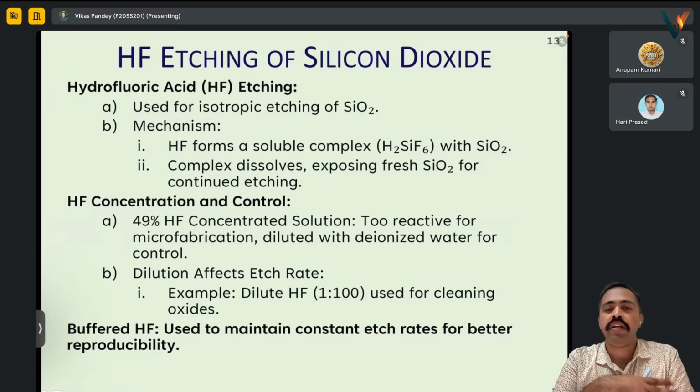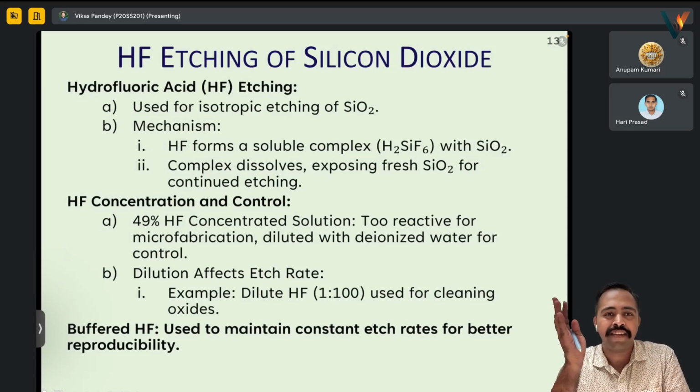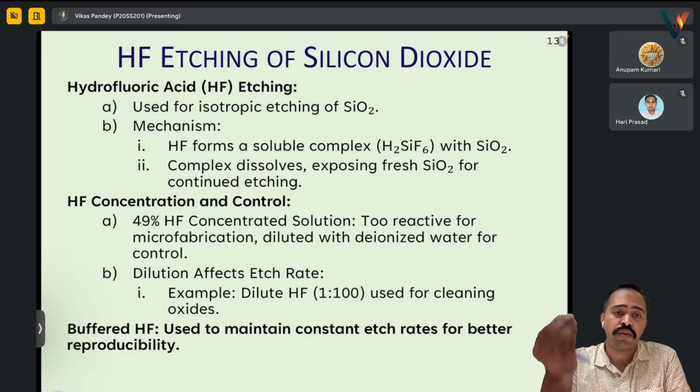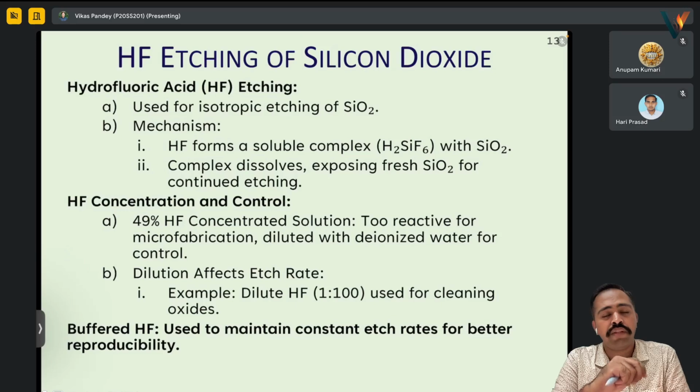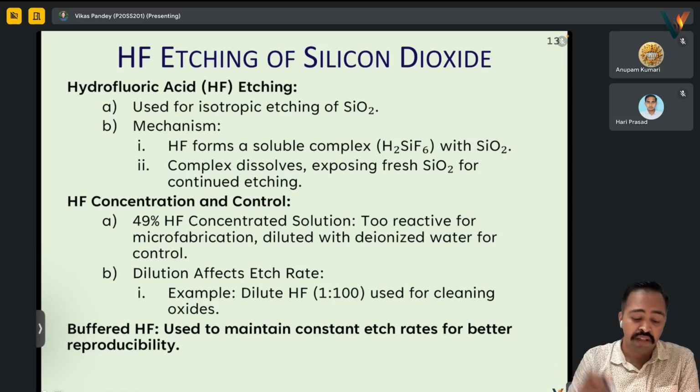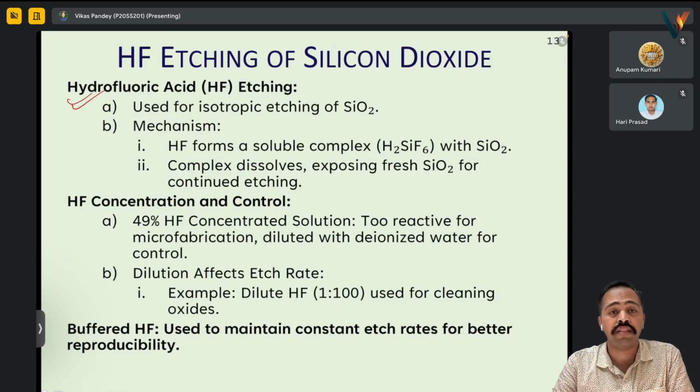Although it might not be fully anisotropic, it has some isotropy, but still it is a faster process, cost effective. But at the same time, there are chances of contamination, and chances of hazards because you are handling chemicals, sometimes very harsh chemicals like hydrofluoric acid, which is very dangerous to handle.